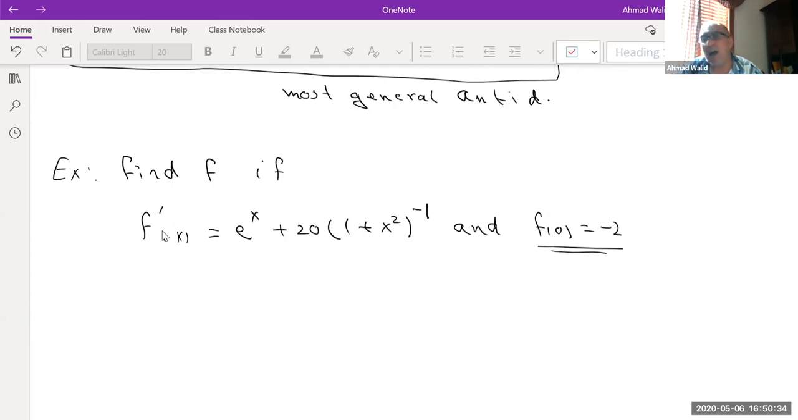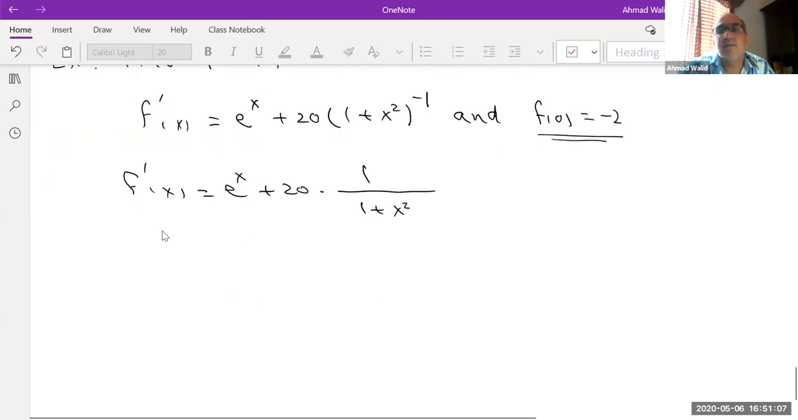Correct? How to do that? Start with finding the general antiderivative. Apply your rule. But even before that, can I rewrite this function in a simple form? Look, I can write this one, f prime x equals e to the x plus 20 times 1 over 1 plus x squared. Can I do this? Or 20 over this? Now, let's start with antiderivatives.